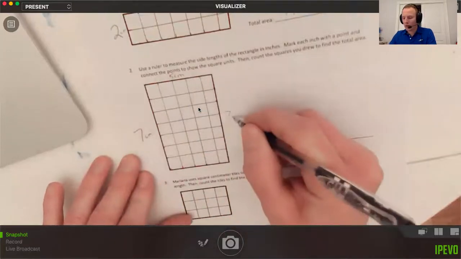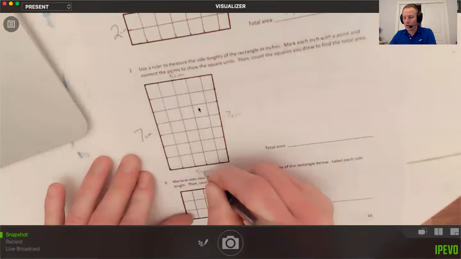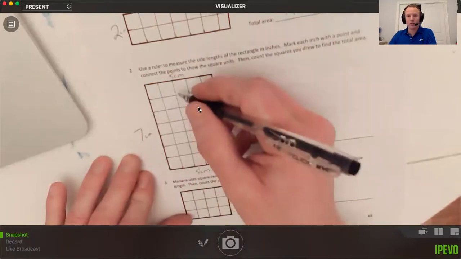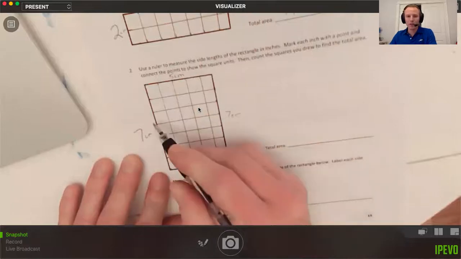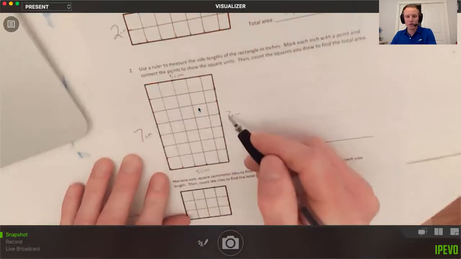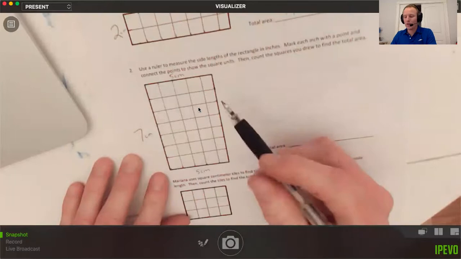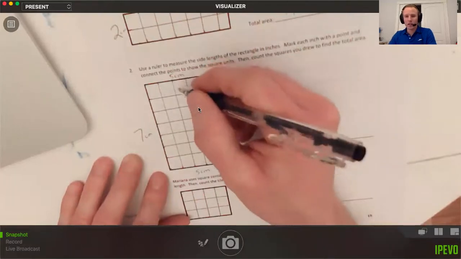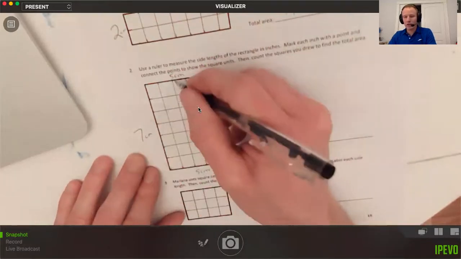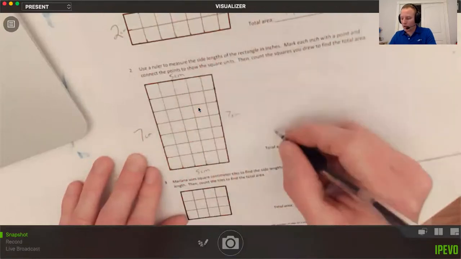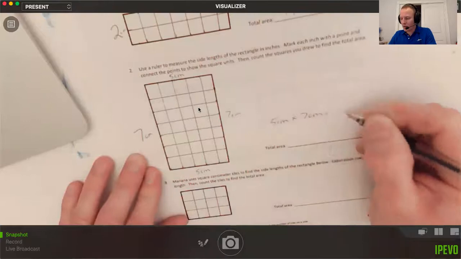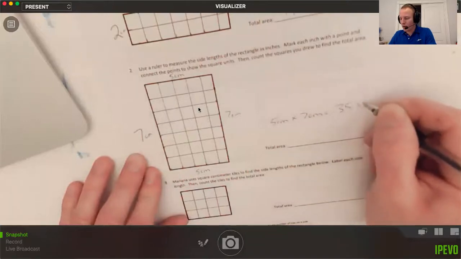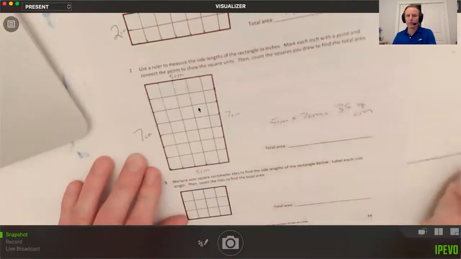This is also 7 centimeters, and this is also 5 centimeters, right? Opposite sides are equal in a rectangle. So 5 centimeters on top means 5 centimeters on bottom. 7 centimeters on the left means 7 centimeters must be on the right. But when you're finding area, you just multiply 2 of the sides together. So I would say 5 centimeters times 7 centimeters equals 35 square centimeters.